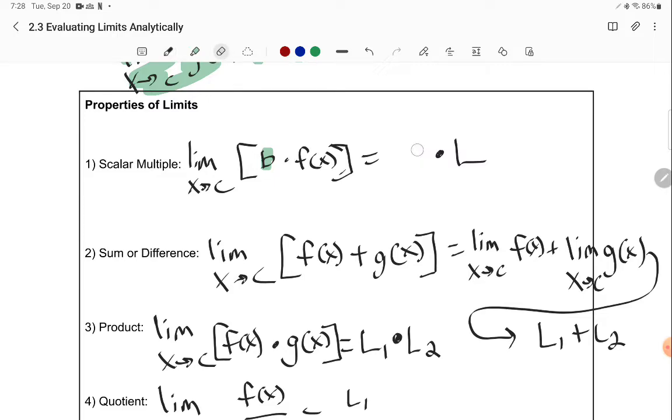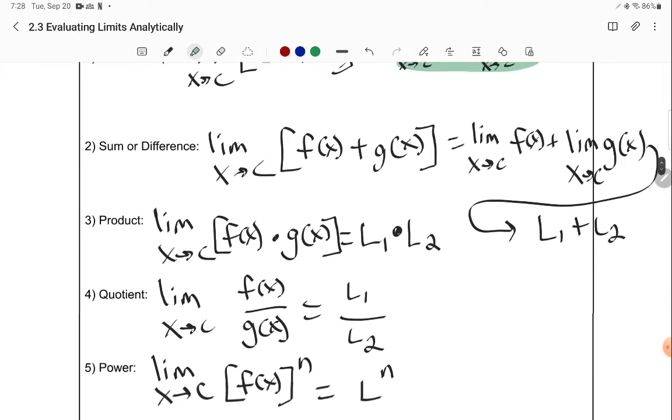If you want to back up a step, you could think of it as the limit as x approaches c of the constant times the limit as x approaches c of the function, right? And we know from above that this is just b, and the limit as x approaches c of the function is just whatever that limit is. So you get the same thing. However you want to think about it, add this extra step in here to help you understand what's going on.